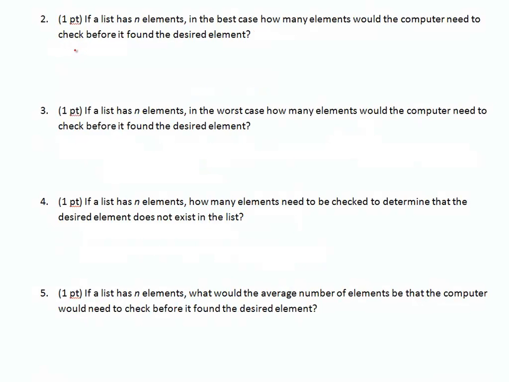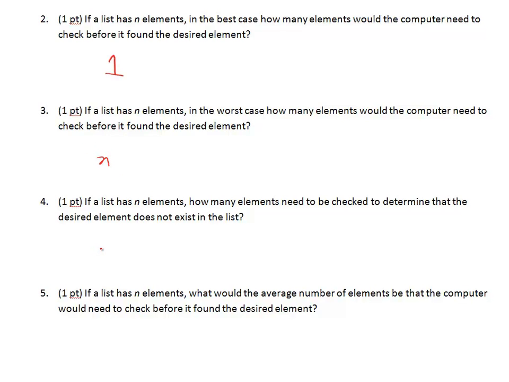For a linear search, if a list has n elements, in the best case, how many elements would the computer need to check before it found the desired element? That would be if the first item that it checked was the item that it actually was looking for, so that would be 1. Doesn't matter how large the list is, it would only need to check 1. If a list has n elements, worst case, how many elements would the computer need to check? That would be all n. So if there were 100 elements, it would have to check all 100 if there happened to be the element at the end of the list.